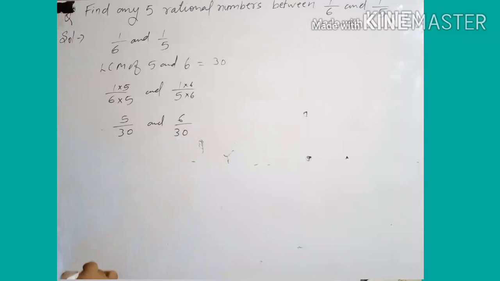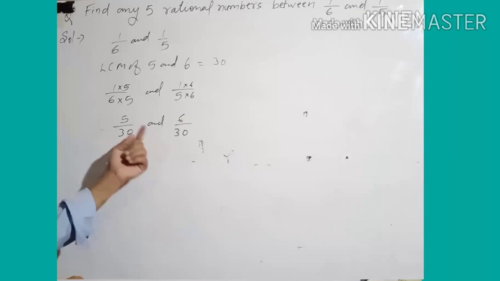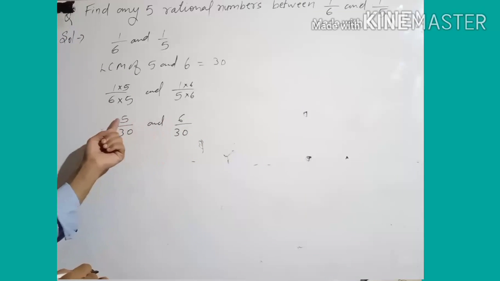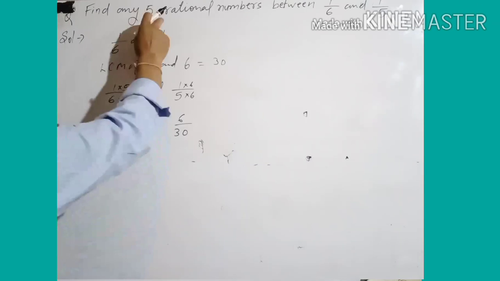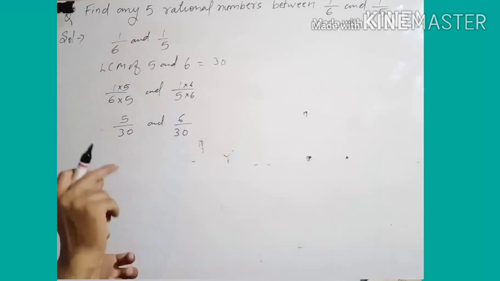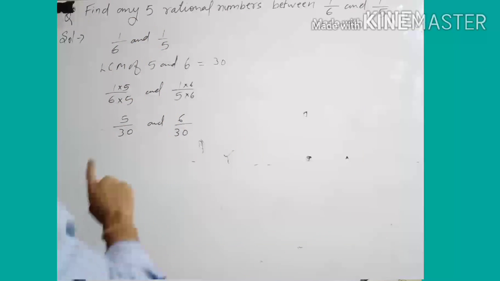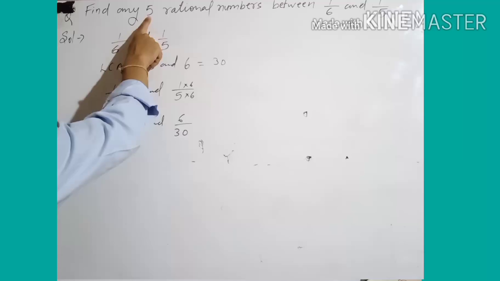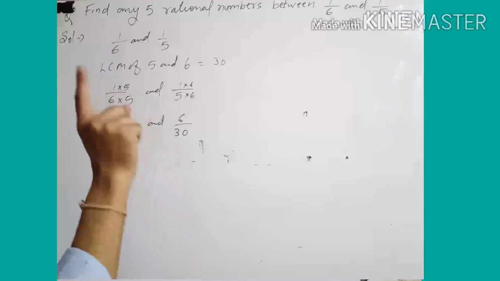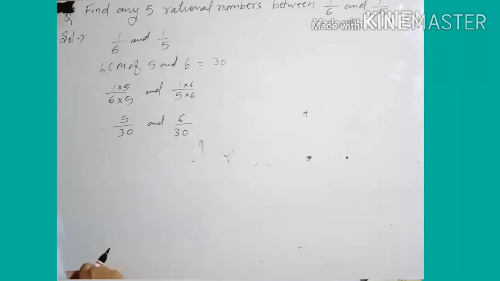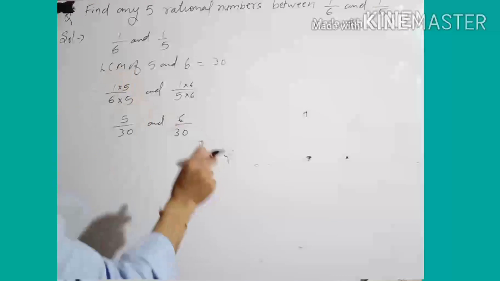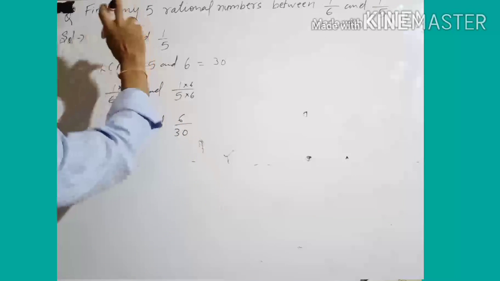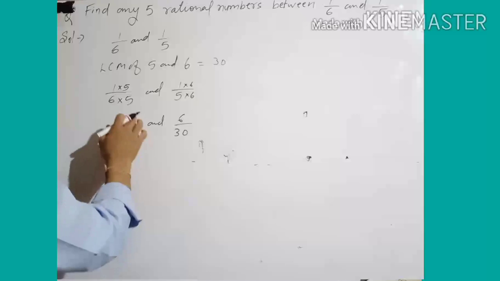And what we find here is that the denominators are the same. But between 5 and 6, we don't have any rational number. Then how will you find 5 rational numbers? It is very easy. How many numbers do you want to find? 5. So you put 5 plus 1, so you get 6. If you multiply both numerator and denominator by 6, you get exactly 5 rational numbers.